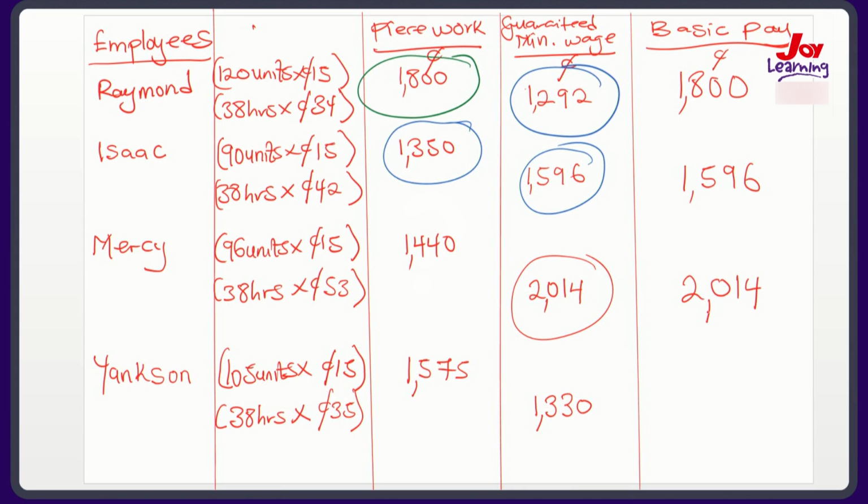piecework is higher than the guaranteed minimum wage that has been set. So we pay 1,575 as indicated here as the basic pay for Youngson at the end of the second week. So we have 1,575 at the end of the week. So at the end of the second week, the organization is going to pay this total amount as the basic pay for each of the employees.